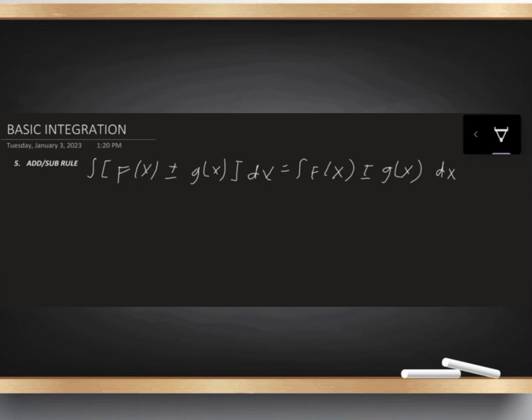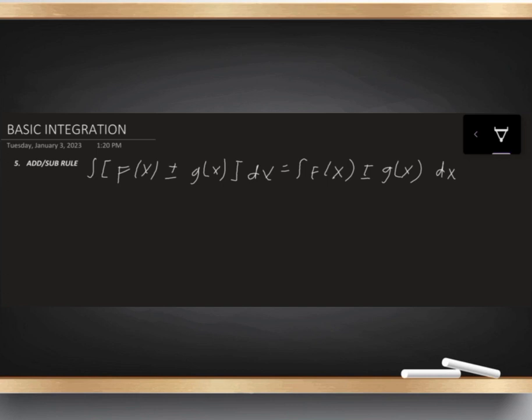So for our final rule, which is the addition and subtraction rule, we have this formula. The integral of f of x plus or minus g of x dx is equal to the integral of f of x plus or minus the integral of g of x dx. So in here, we simply have to apply the previous rules to the problem.